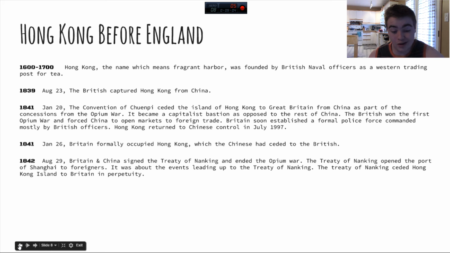The British won the first Opium War. Wow, shockers. And forced China to open market to foreign trade. Britain soon established a formal police force commanded mostly by British officers. Hong Kong was to be returned to Chinese control in July 1997. The key word there was supposed to. Or was to be, sorry.